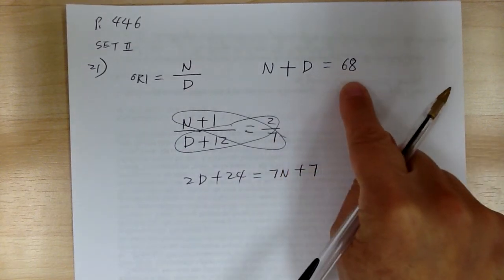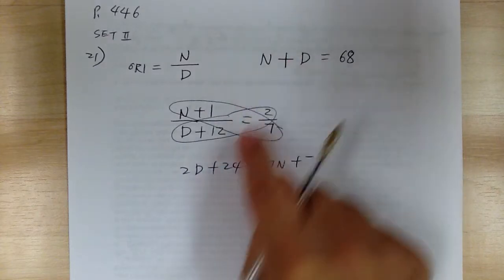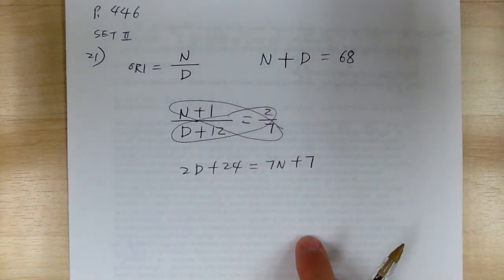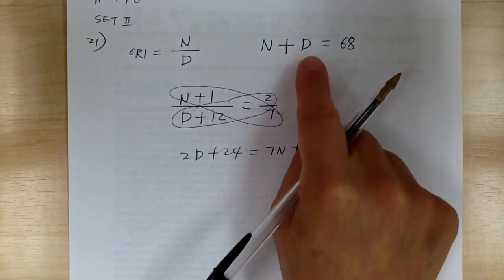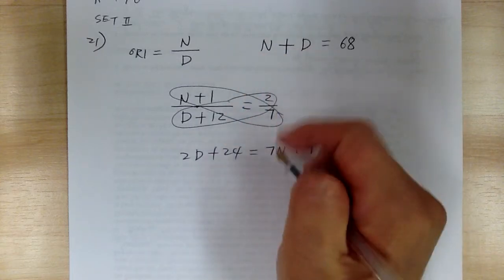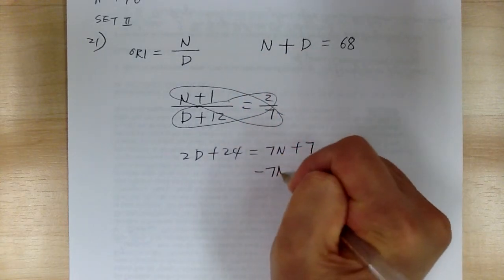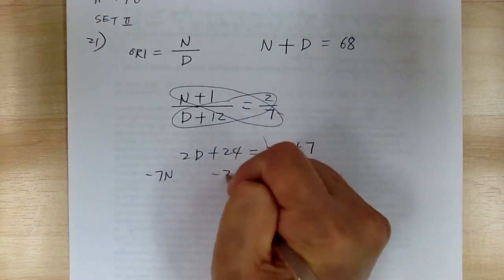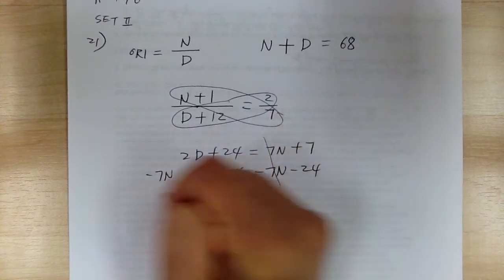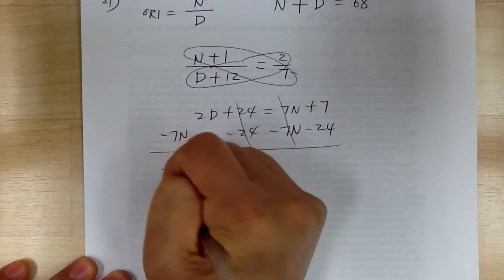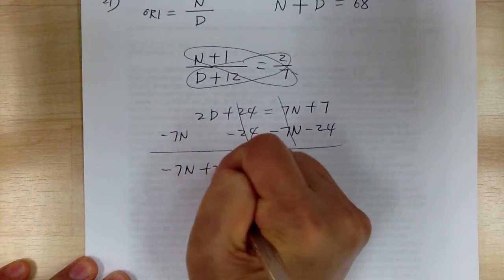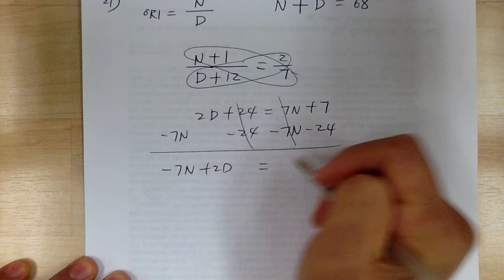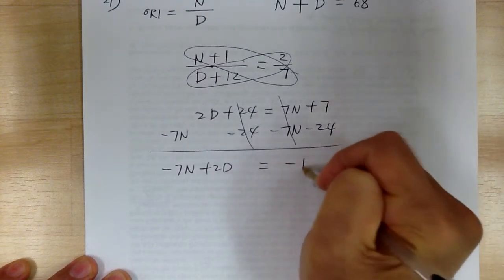Okay, now that's another equation over here, right? So I'm going to make it look similar so I can use the elimination method. Notice there's an n and a d, right? So I'm going to subtract 7n to get rid of that, and subtract 24 to get rid of these. So I got negative 7n plus 2d equal to negative 17.